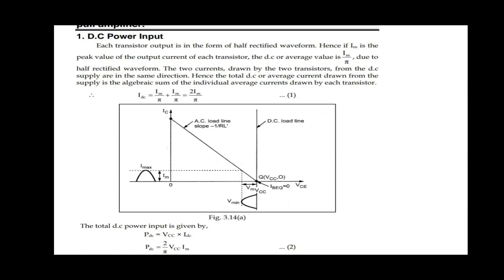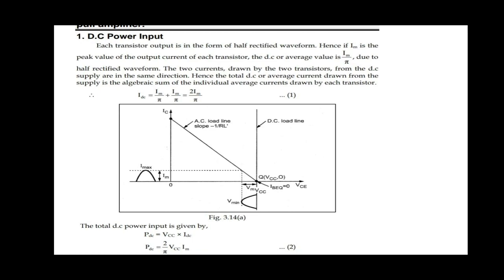The AC load line has slope minus 1 by RL. For the DC load line the impedance is 0, so it is a straight line. The Q point occurs generally at VCC comma 0. So only half cycle is allowed, and the operating point is in the cutoff region.